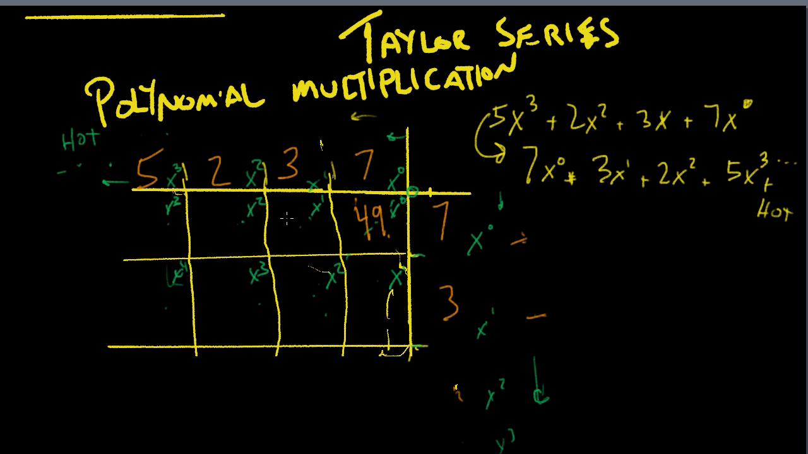3 times 7 is 21. 7 times 2 is 14. 7 times 5 is 35. 3 times 7 is 21. 3 times 3 is 9. 3 times 2 is 6, and 3 times 5 is 15.